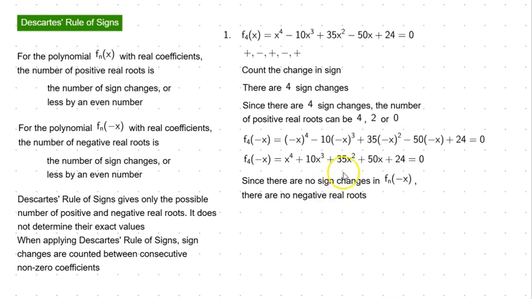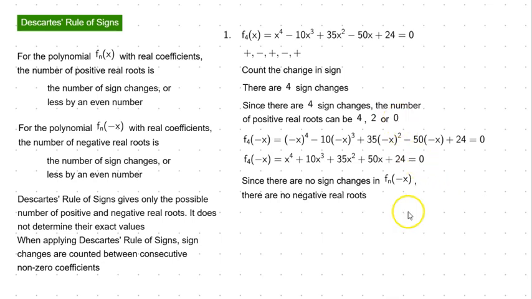So what do we know now? We know that positive real roots can be 4, 2, or 0, and there are no negative real roots. So which means if there are 4 real roots, then done. But if there are 2 real positive roots, then what happens? There are still 2 remaining. They will be non-real complex conjugates.